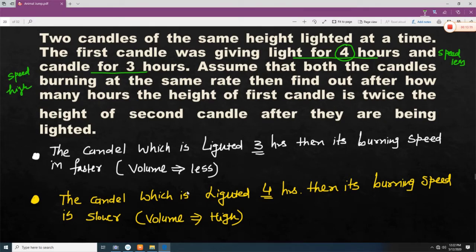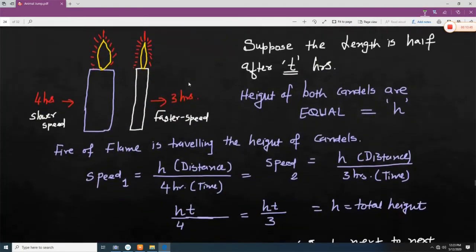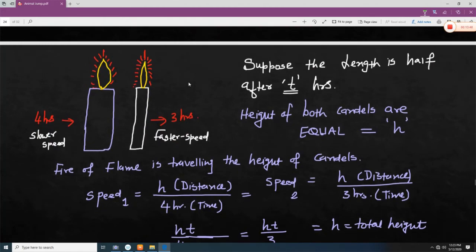Assume that both the candles are burning at the same rate. Then find out after how many hours the height of the first candle is twice the height of the second candle after they are lighted. The candle which is lighted for 3 hours has the faster burning speed, and the candle which is lighted for 4 hours has the slower speed, or its volume is high, and here the volume of the candle is less.